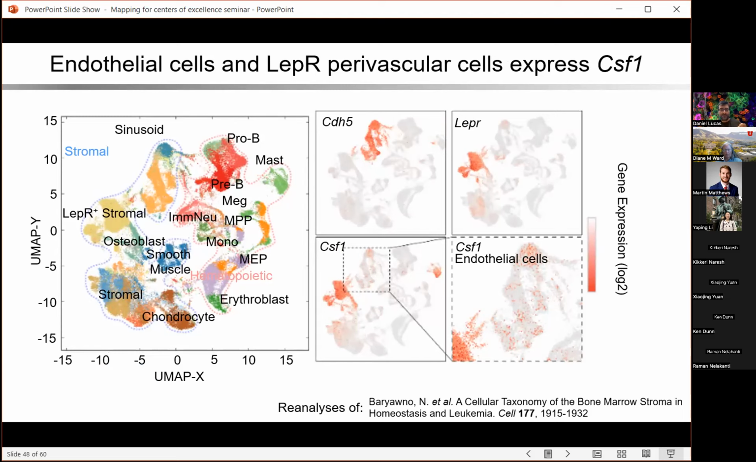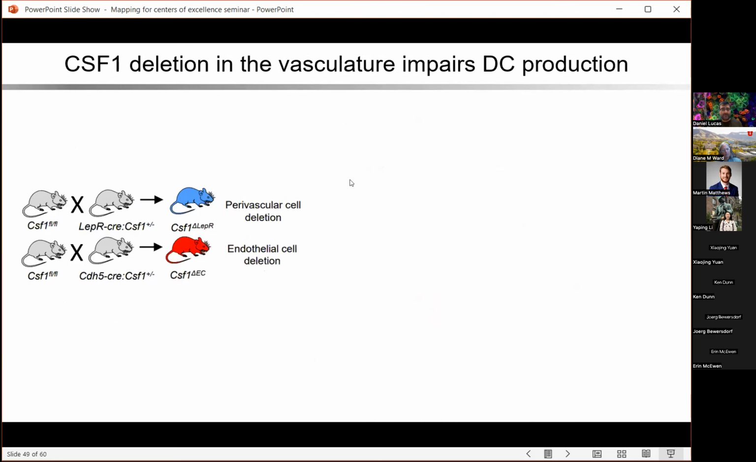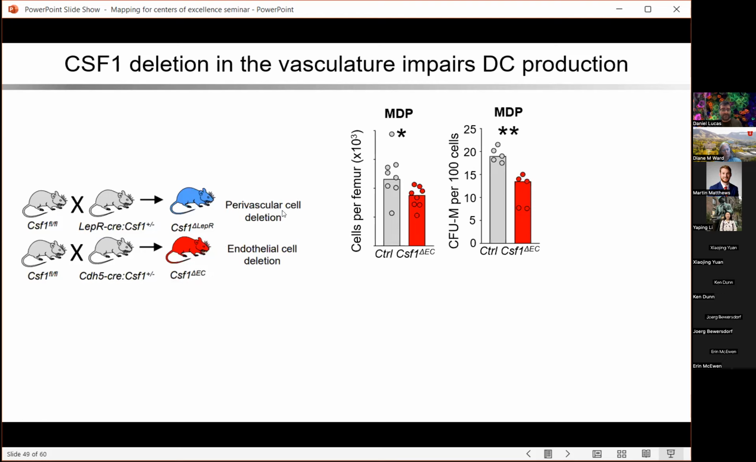Looking at reanalysis of published single-cell RNA-seq from this paper from David Scadden, what we found is that CSF1, also called macrophage colony stimulating factor, or MCSF, which is necessary to produce monocytes and dendritic cells, was expressed in the perivascular stromal cells and in subsets of endothelial cells. And when we deleted these in the perivascular cells, we didn't find a phenotype.